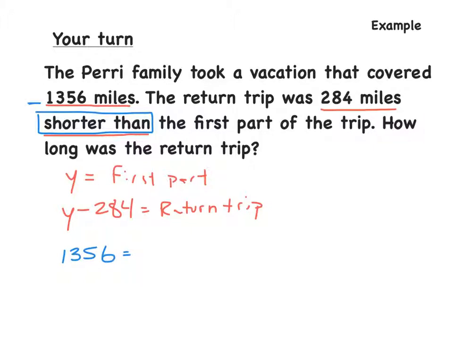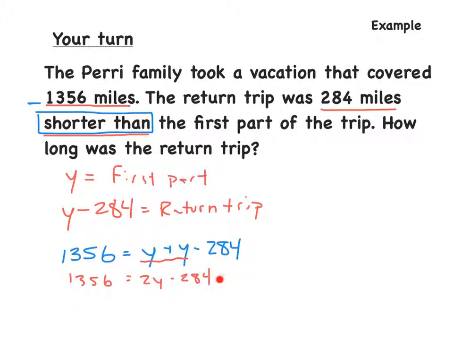So what is our total trip? Our total trip is the first part plus the second part. So we would have to add y, because that's the first part, plus y minus 284, because that's the second part. Now if we combine y and y, that is equal to 2y minus 284. Now we need to solve for y.